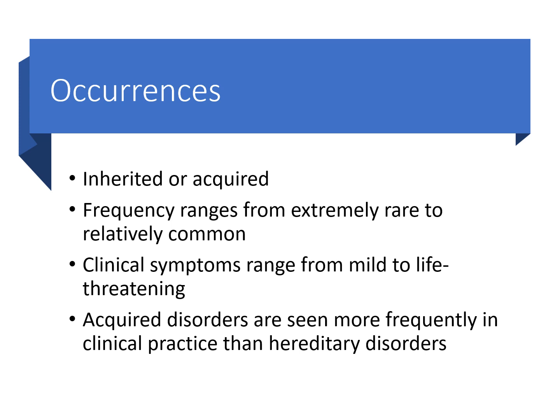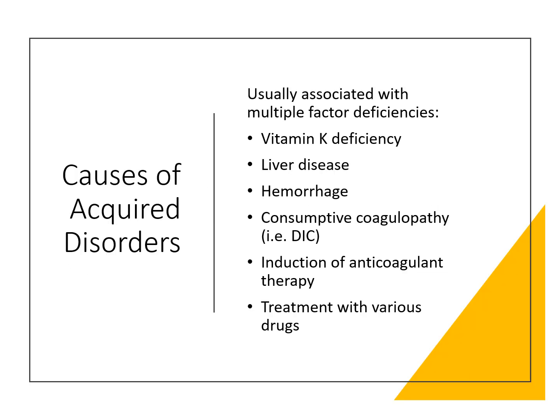The frequency can range from extremely rare to relatively common. Clinical symptoms may range from mild to life-threatening, and some are even asymptomatic until the point of no return, where we are in desperate need of coagulation. Acquired disorders are seen more frequently in clinical practice than hereditary disorders. So keeping that in mind, let's talk about some of those acquired disorders.